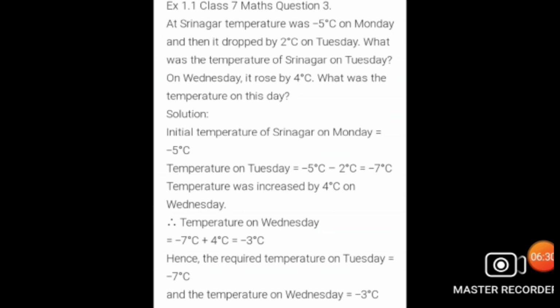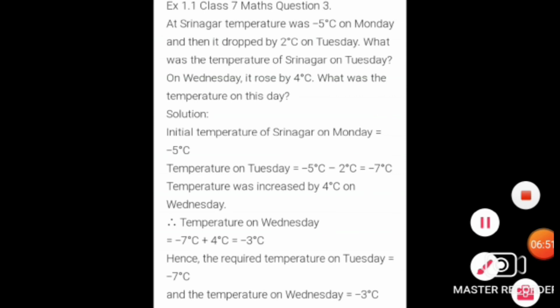Next, third question. At Srinagar, the temperature was minus 5 degrees Celsius on Monday and then it dropped by 2 degrees Celsius on Tuesday. What was the temperature of Srinagar on Tuesday? On Wednesday, it rose by 4 degrees Celsius. What was the temperature on this day? Whenever you are reading the question, you have to read it twice. Then only it will be easy for you to understand.